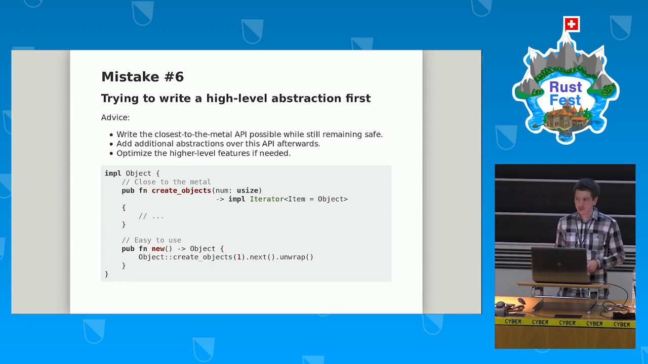People who need to create thousands of objects at once can simply call create objects. And most people who are just looking for a convenient API will just call new. But what I advise you is to first write create objects. First write a wrapper around create objects, and only then you write new. And then later, if needed, you can always optimize new to be more efficient if that's needed.